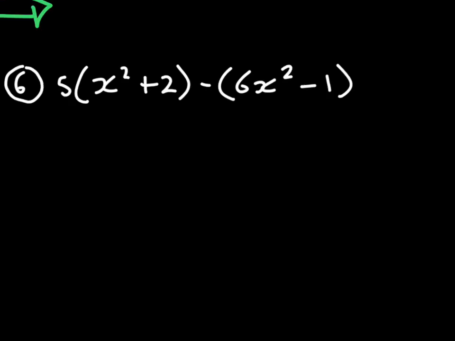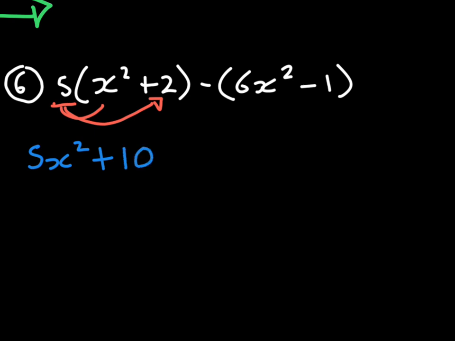For question 6, we once again have two parentheses, but this time we are subtracting. However, before we subtract, we see that we've got a 5 in front of the first set of parentheses. So we will need to multiply that 5 in before we can do any subtraction. By multiplying in, I mean that we're going to multiply the 5 by each of the terms in the parentheses. So 5 times x squared will give us 5x squared, and 5 times 2 will give us plus 10.